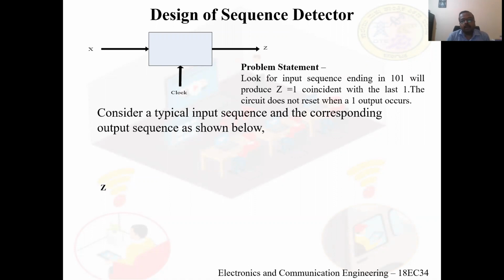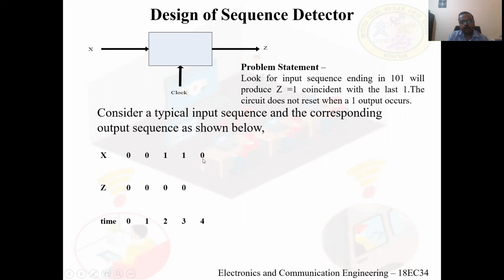Now we'll see, for a typical input sequence, what is the corresponding output sequence Z. We have input sequence X, output sequence Z. When the input X is 0, Z is 0. When X is 0, Z is 0. When X is 1, Z is 0. Since X is 1, we have received the first input for the desired sequence, which we are looking for, which is 101. Next, again, we got 1 here, so we are reinitializing the sequence, so the output will be 0.